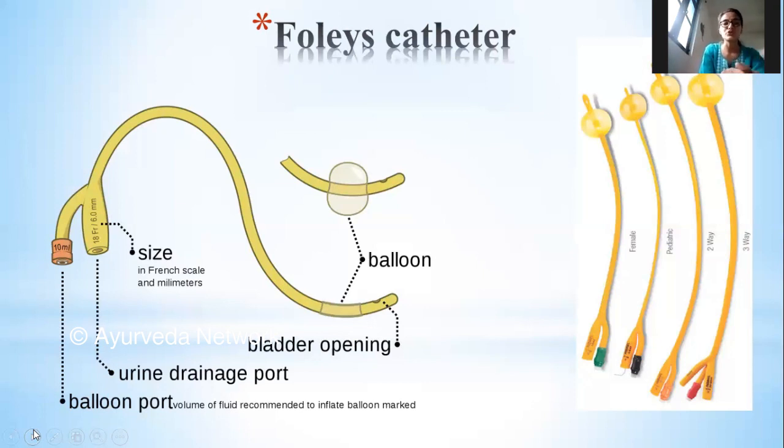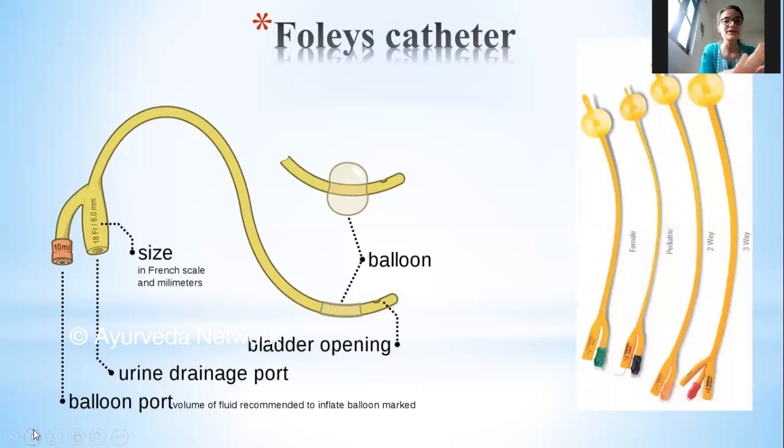From this balloon port, you are going to take a 10 ml syringe and insert either distilled water or normal saline. This balloon port will carry that normal saline or distilled water to the balloon, and it will inflate the balloon. After inflating the balloon, what will happen? Near the neck of the urinary bladder, it would be stuck inside. It won't come out easily. So that is the purpose of this balloon port, this balloon, and this hole of the catheter.